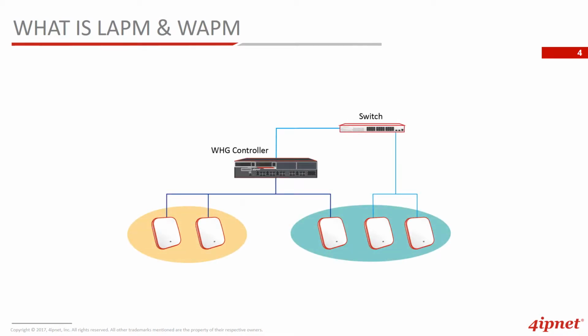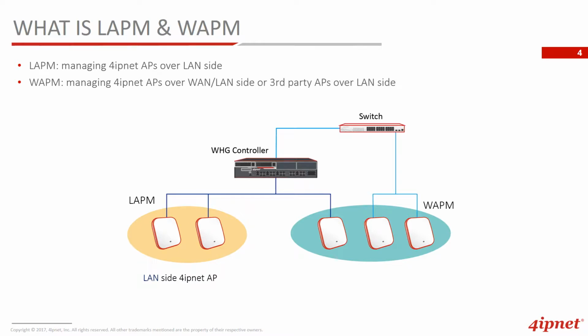As many of you may know already, LAPM is short for Local Area AP Management, which means you're managing 4IPNet APs over the LAN side in a Layer 2 network. WAPM, on the other hand, is abbreviated for Wide Area AP Management, meaning you're managing 4IPNet APs over the WAN or LAN side, or monitoring third-party APs over the LAN side. This basically sums up the main difference between LAPM and WAPM and the AP management supported by the WHG controller.